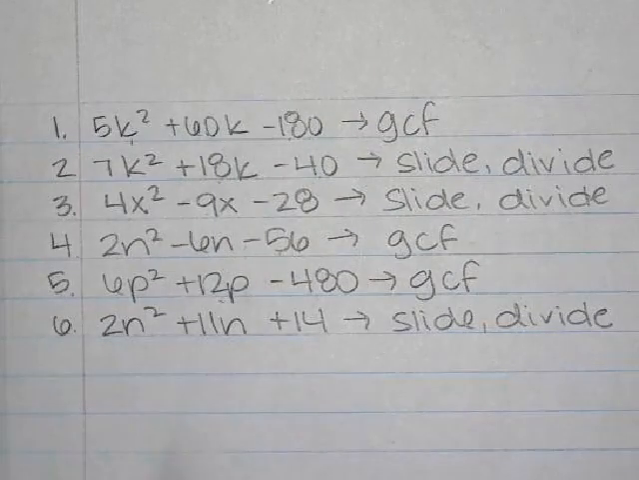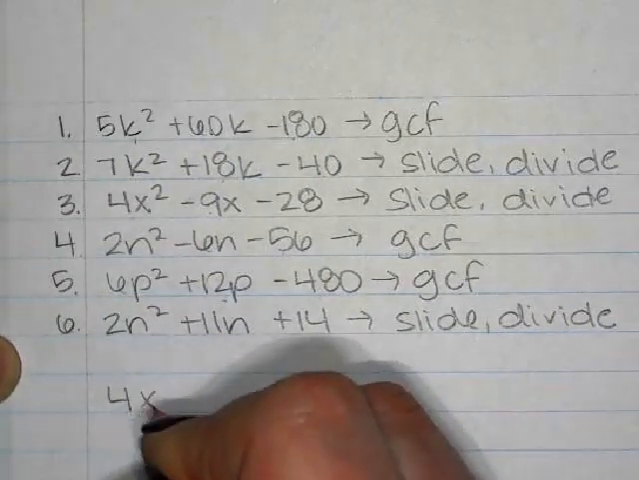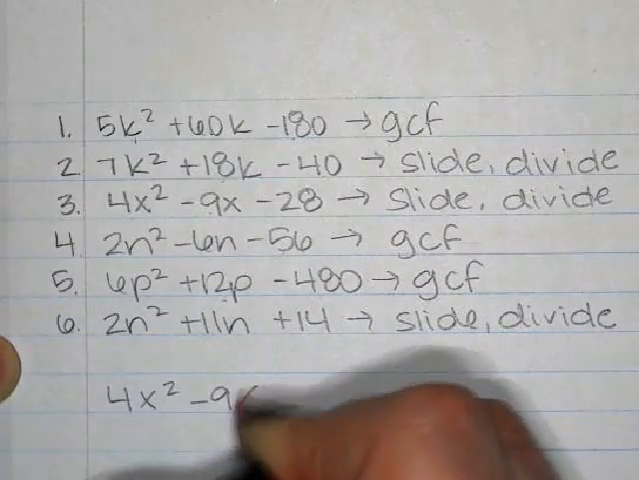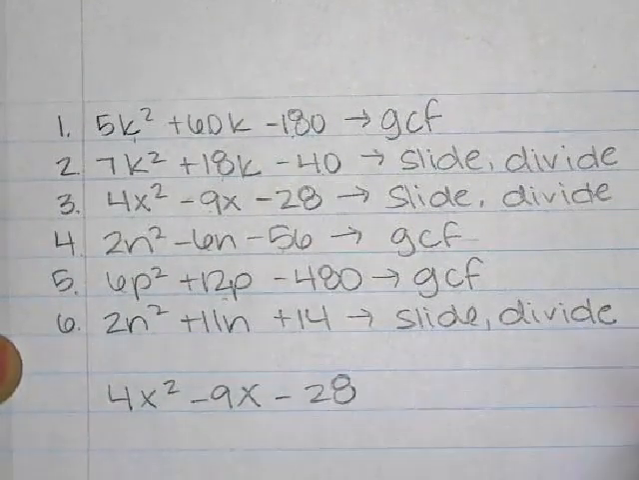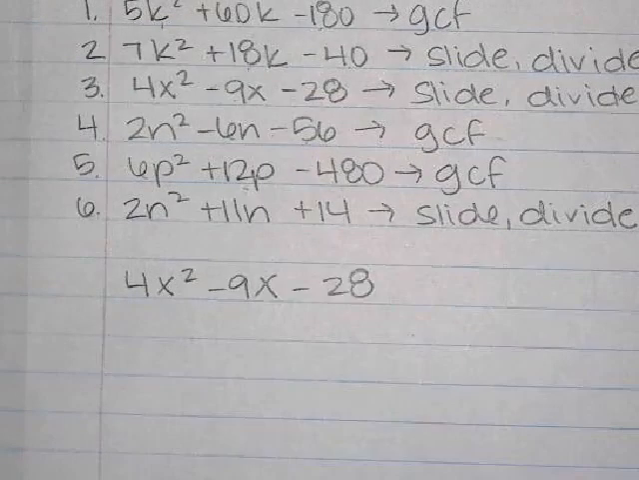Okay, let's pick one of the slide divide problems to do. So do you want to do 2, 3, or 6? 3. Let's do number 3. So number 3, 4x squared minus 9x minus 28. And so what is our first step? Slide. So we're going to take the 4, we're going to slide it over to the negative 28.